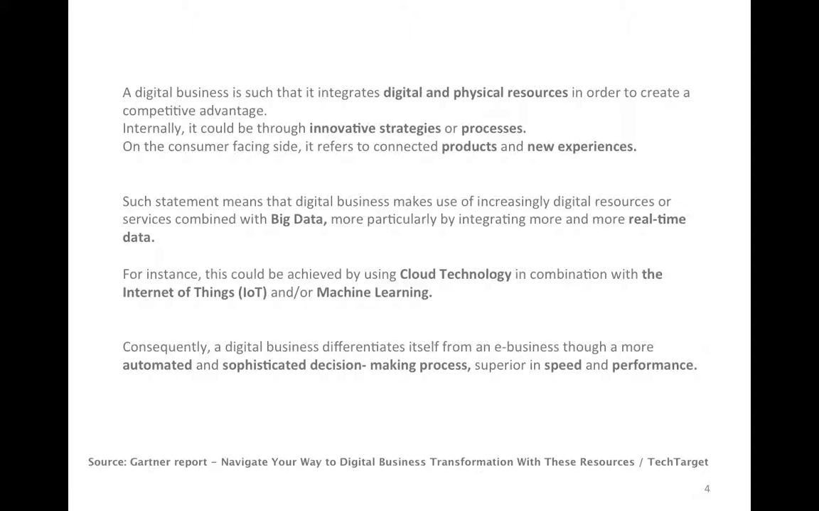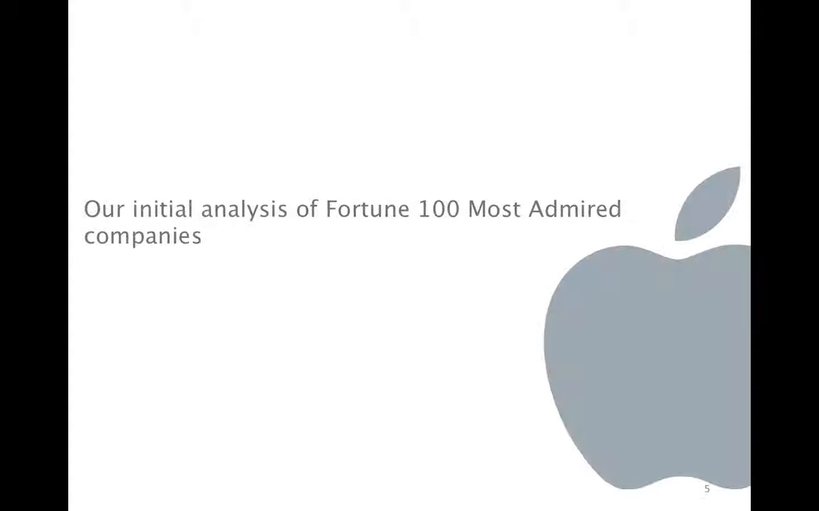Consequently, a digital business differentiates itself from an e-business through a more automated and sophisticated decision-making process, superior in speed and performance. Let's now move on to an initial analysis of the Fortune 100 most admired companies.